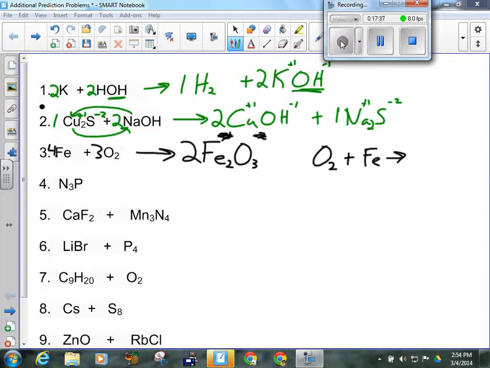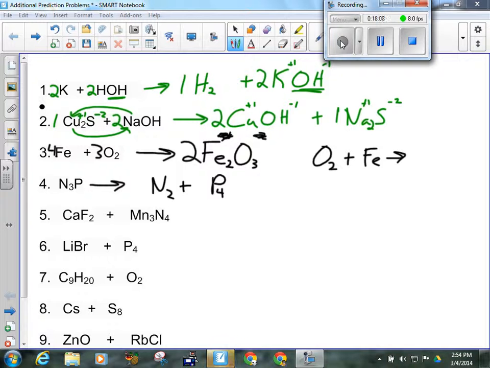All right, number 4, I've got a compound, that's it. What's the only reaction type that starts with just a compound? Decomposition. It's the only thing that can happen, right? So it's going to break down into its elements. Now, with decomposition reactions, you really have to watch for your special elements. They almost always involve at least one special element. N, when it's by itself, is always N2. Phosphorus, when it's by itself, is always P4.